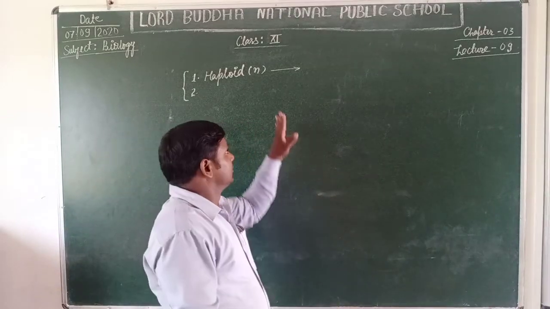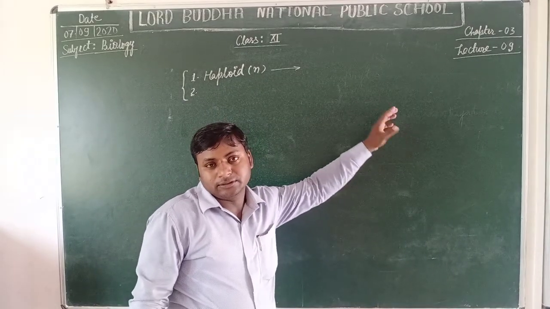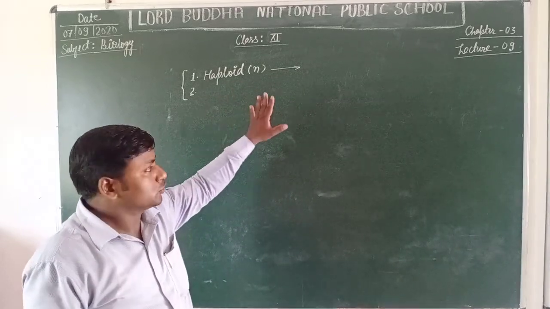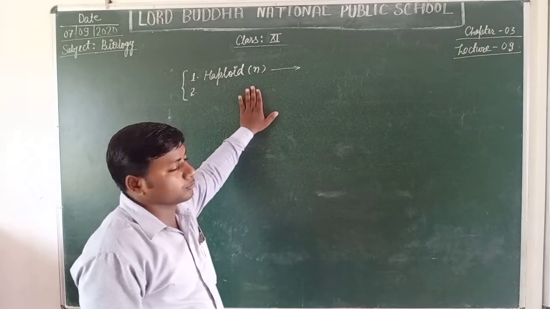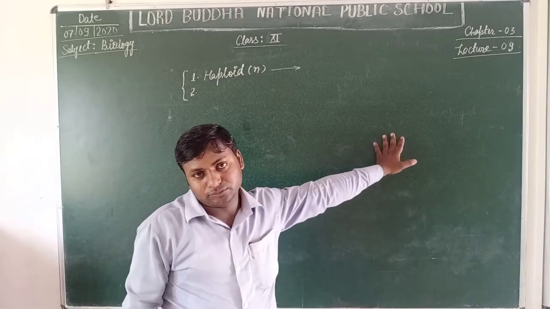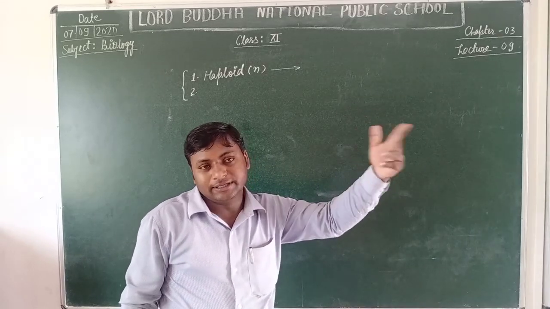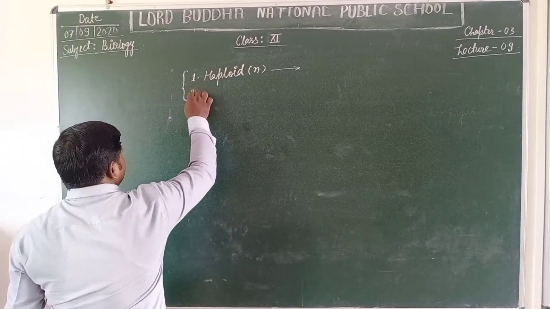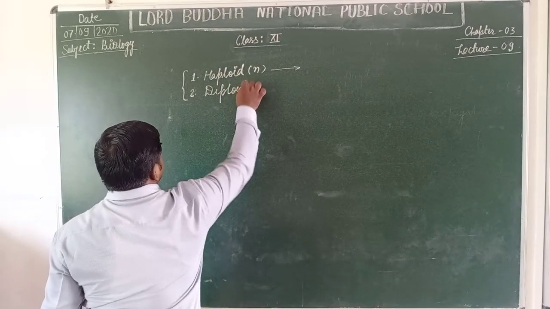It means the haploid set of chromosomes is present throughout the whole life cycle. Throughout the whole life cycle, the haploid set of chromosomes is present. It means it does not go to the diploid set of chromosomes in its life cycle. Now, students, the second one is the diploid type of cells.